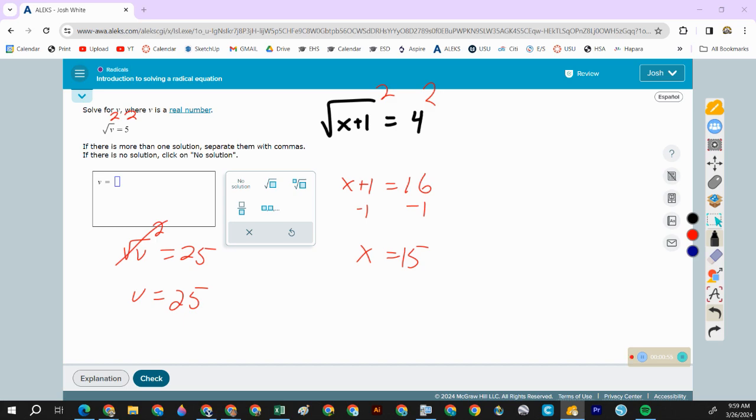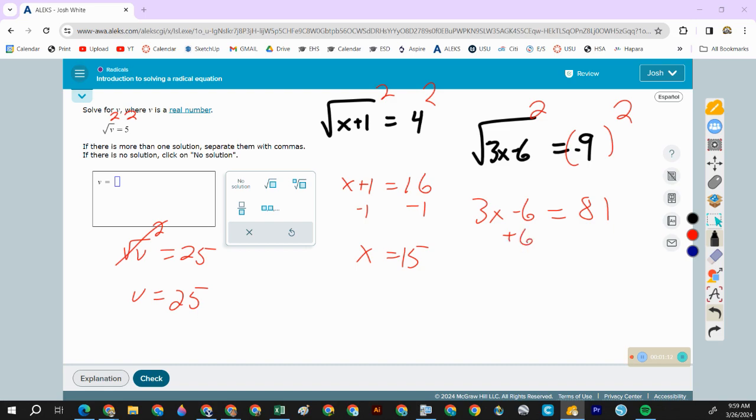Watch this. What about the square root of, let's do that, 3x minus 6 equals 9. Let's do negative 9. Square both sides. 3x minus 6 equals 81. So we add 6, and I get 3x equals 87. And we divide by 3, and I get x is 29. And then I feel all good about myself, and I plug in the answer, and I get it wrong.